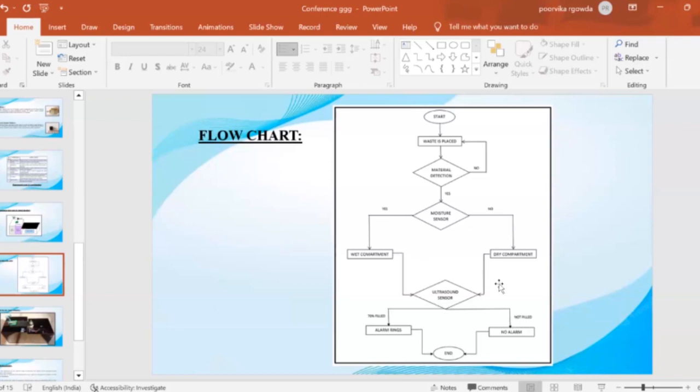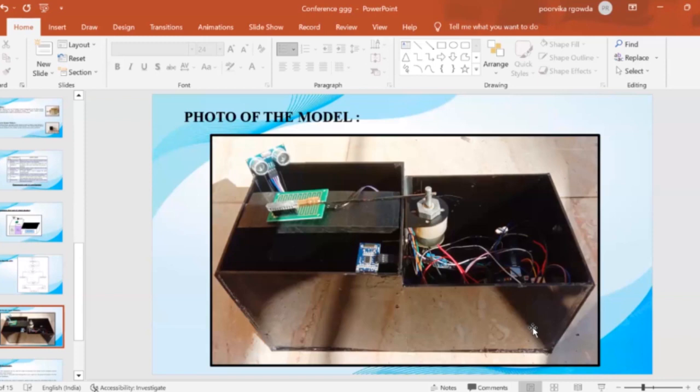And together, when the dustbin is about to fill, with the help of another ultrasonic sensor, if it is about to fill, that is 70%, then the alarm rings. If the dustbin is not filled, then no alarm. So this is the whole idea of our project. This is the photo of the model that we have built in reality.